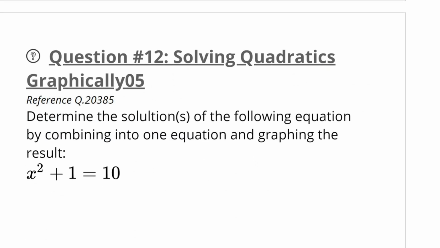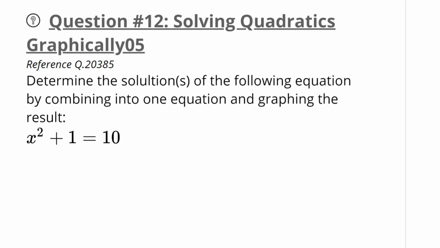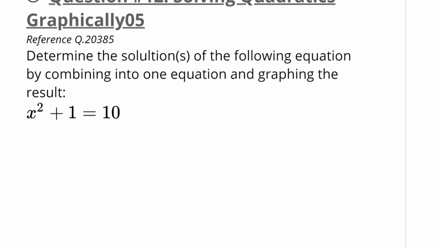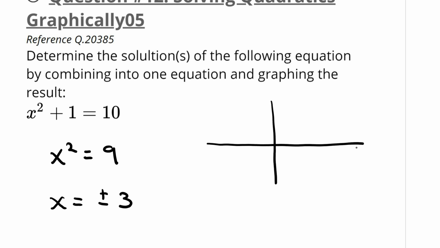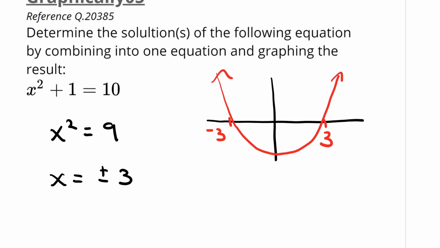Okay, let's keep on going here. Solve quadratics graphically. Okay, so let's just bring the positive 1 over, and I get a 9 there. 10 minus 1 is 9. Square root both sides, plus or minus 3. All right, so if you had to solve this graphically, it's just asking for the intercepts. So you have 1 at negative 3, 1 at positive 3. It's opening up, so something like that should do it. And that's it. Okay, let's move on.